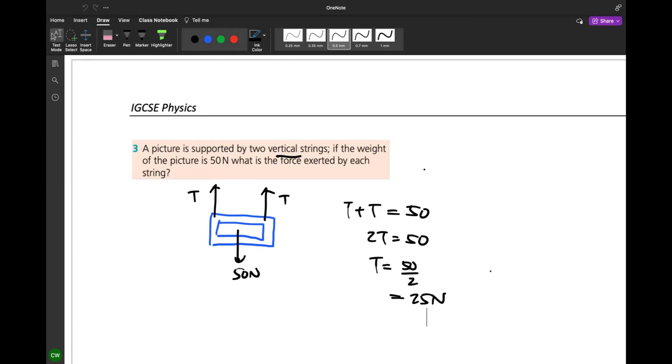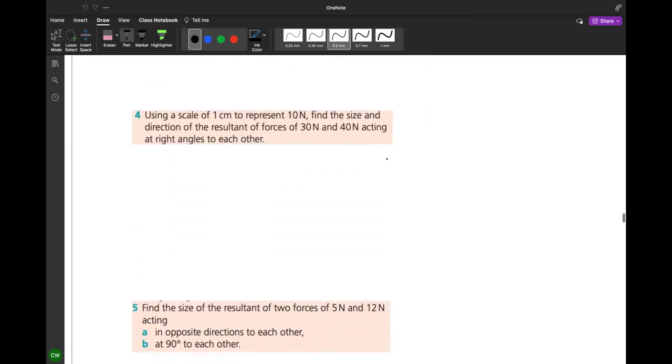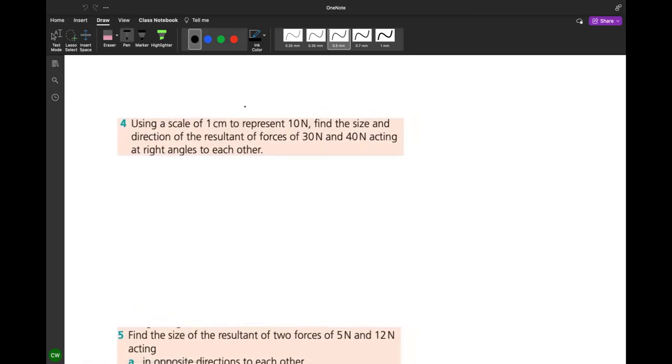Okay, let's come back to this again. Okay, this is using the formula. This is a scale, 1 cm is 10 Newton. Find the resultant of these forces at 90 degrees, a right angle. That means they are acting at right angles to one another. One is pointing up, the other one is pointing to the right.